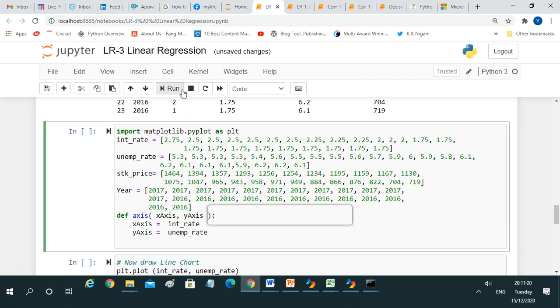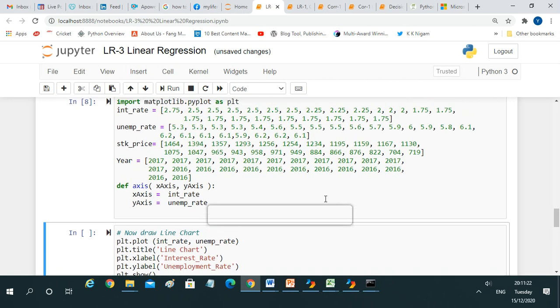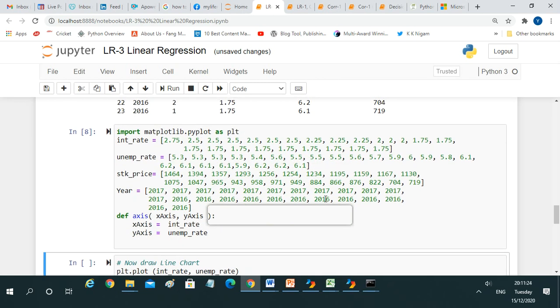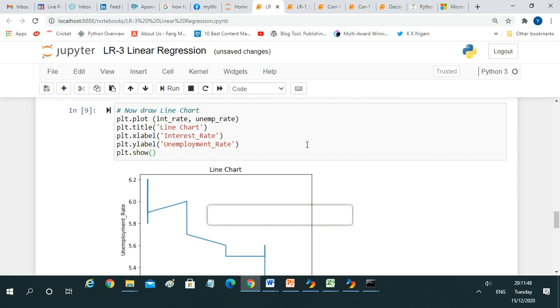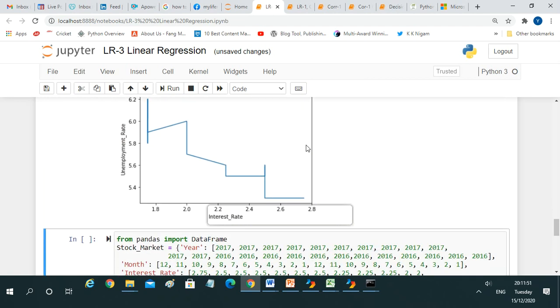Once we run this, you can see that it has done the job, and now we are going to have the line chart on this, because here we are plotting interest rate and unemployment rate, and we want to see how these are related, how things change. So the title is line chart, the label on the x-axis is interest rate, and on the y-axis it is unemployment rate. So when we run it, you can see that we are going to have a line chart like this.